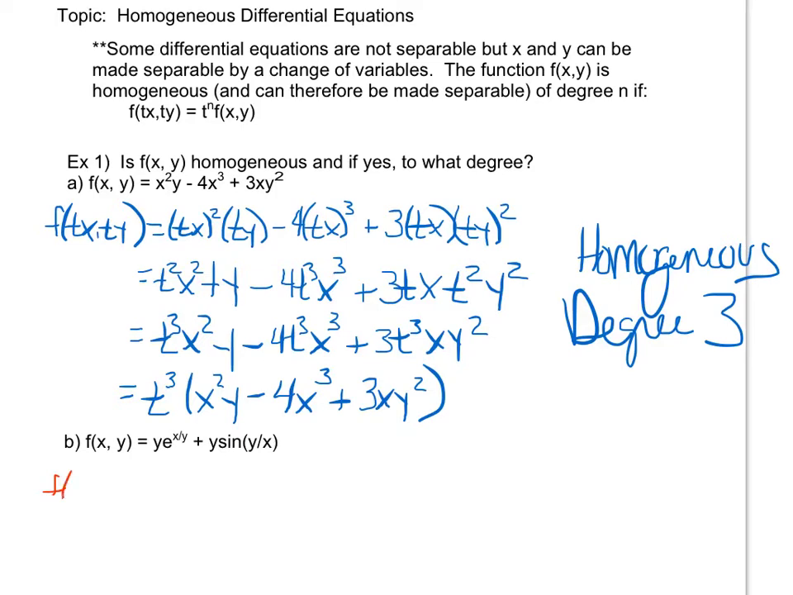Doing the same with the second example, all I'm going to do is figure out what is f of tx, ty. Plugging ty in everywhere I see a y and tx everywhere I see an x, I get ty times e to the tx over ty. I can't write small enough to do a fraction as an exponent. Plus ty times sine of ty over tx.